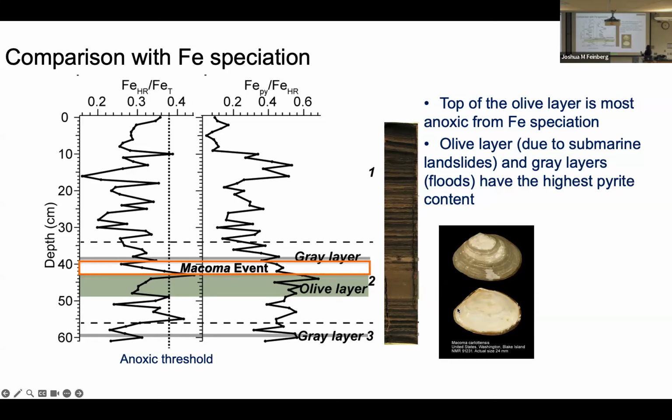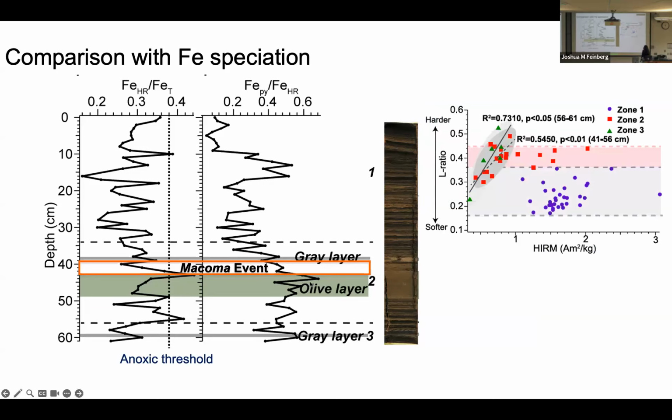The Mokoma event, which you can find everywhere in that basin, tells you that the oxygen was actually pretty high right above the olive layer. So what is actually happening? What is going on here? We call this false positive anoxia for iron speciation, because we have a lot of new iron minerals coming in due to submarine landslides. From the iron magnetic analyses, we know that for those flood layers and turbidites, a lot of harder materials, especially detrital hematite or magnetite, got put into the basin instantaneously.